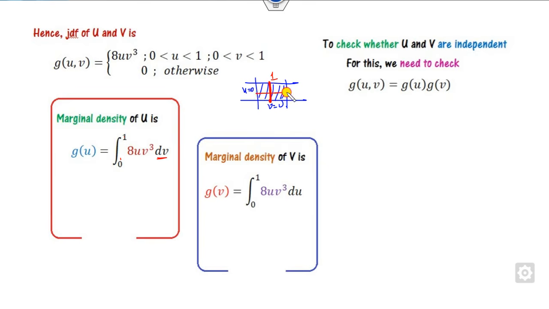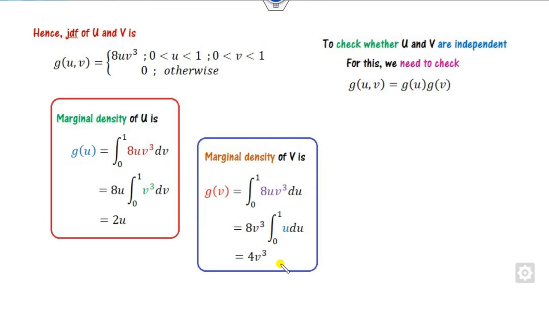If you take the horizontal axis, what is that? This is 0. This is my 1 here. Now you can integrate them over v. 8u is outside. So it's v raised to power 4 upon 4. So what is that? This is nothing but my 2u. Similarly for here. Can you check whether the product of these is here? Yes. So again it is independent.